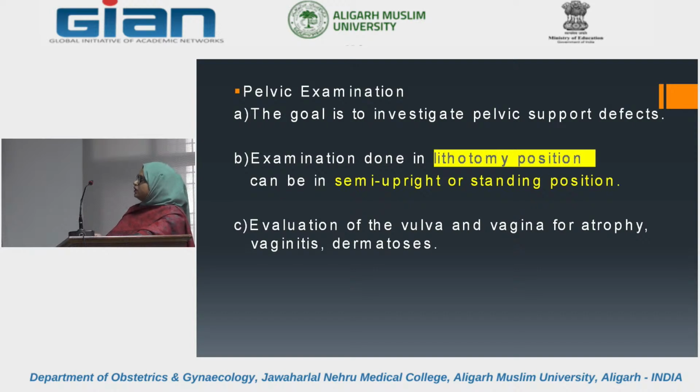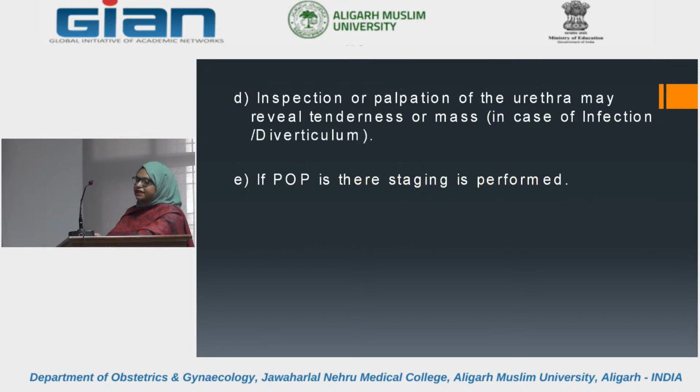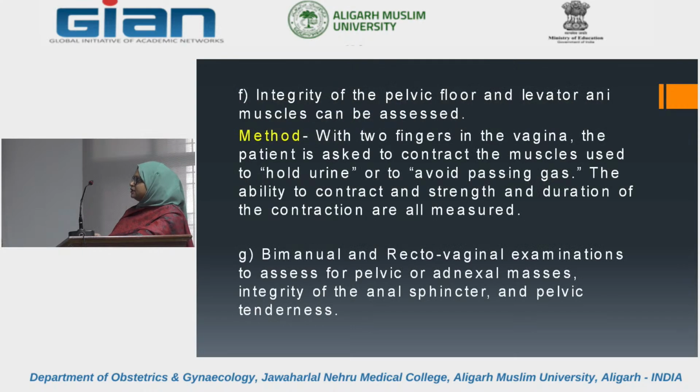Inspection or palpation of the urethra may reveal tenderness or a mass in case of infection or a diverticulum, as madam has already mentioned. If there is pelvic organ prolapse, the staging should be performed. Integrity of the pelvic floor and levator ani muscles should be assessed. The method is with 2 fingers in the vagina, the patient is asked to contract the muscles used to hold the urine or to avoid passing gas. The ability to contract and strengthen and the duration of the contraction are all measured. Then a bimanual rectovaginal examination should be done.